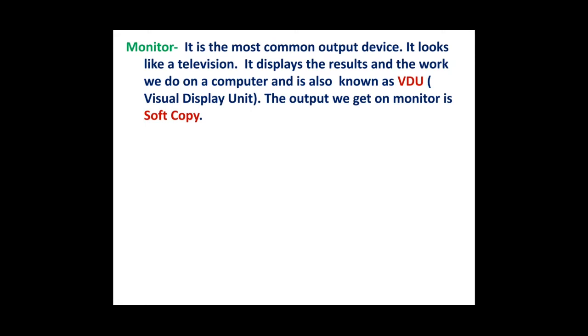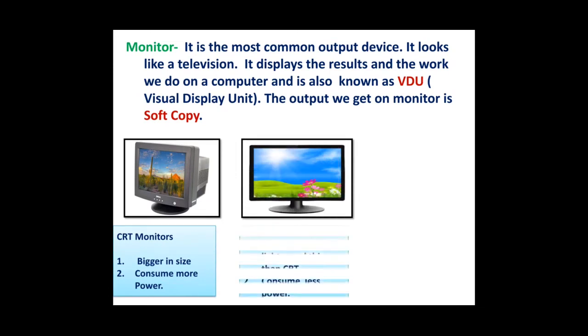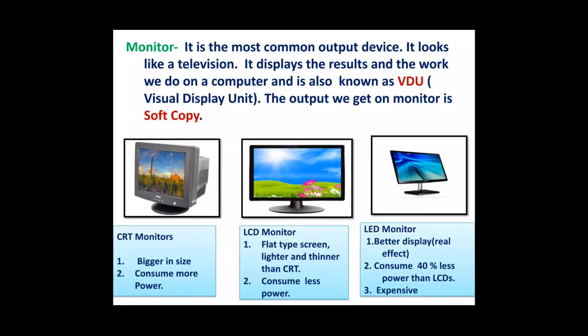Now there are three types of monitors. First is CRT, second is LCD and third is LED. Now we'll quickly see what are the differences in these three. CRT is bigger in size, as you can see in the picture also, and it consumes more power. Means they are not that expensive when you buy them, but when you use them they consume maximum power as compared to the others.